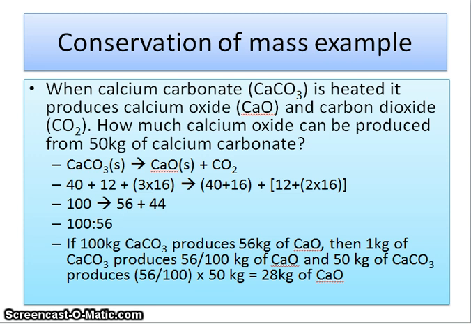That's what we're looking at. It doesn't ask you to talk about the carbon dioxide. You know it's there, but it's not part of the question. So if 100 kilograms of calcium carbonate produces 56 kilograms of calcium oxide, then 1 kilogram of calcium carbonate produces 56 divided by 100 of calcium oxide, and 50 kilograms of calcium carbonate produces 56 divided by 100 times 50. So you'd get 28 kilograms of calcium oxide.